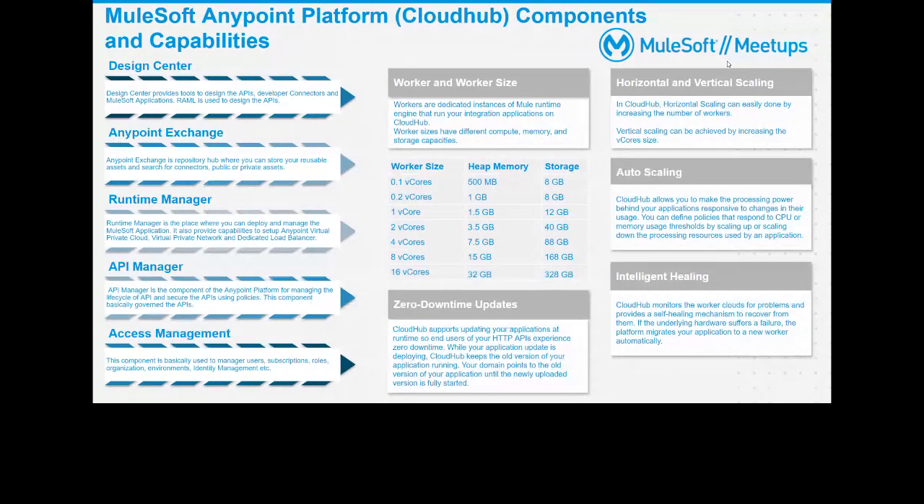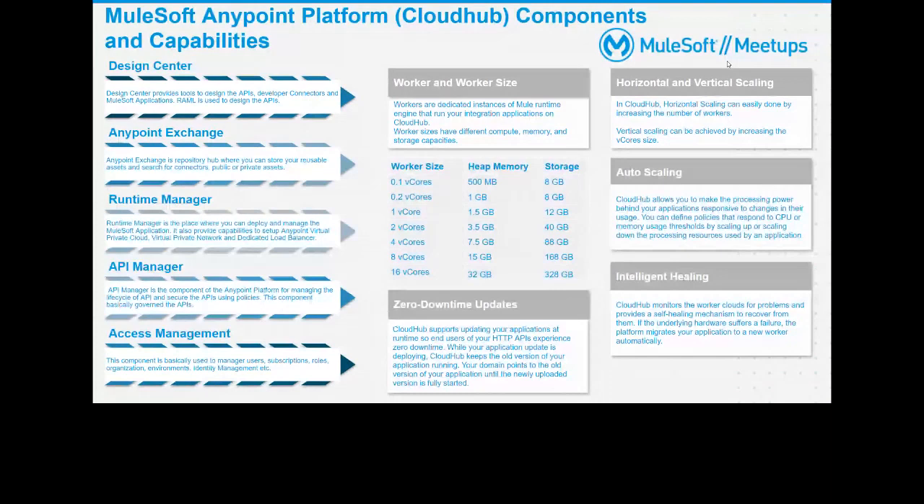Runtime Manager is very important. It's a place where you manage the life cycle of your API deployments. This is a place where you can deploy a MuleSoft application. It also provides options to create Anypoint VPC, VPN, and dedicated load balancer. You can create your out-of-box MuleSoft alerts.